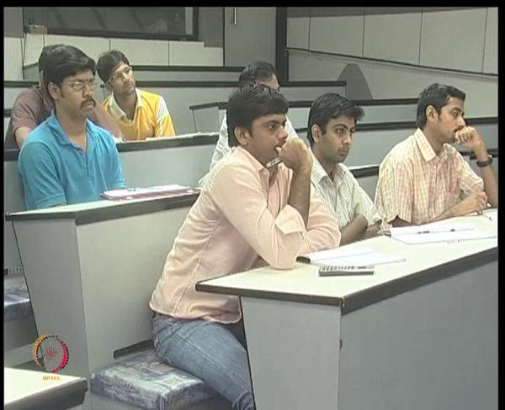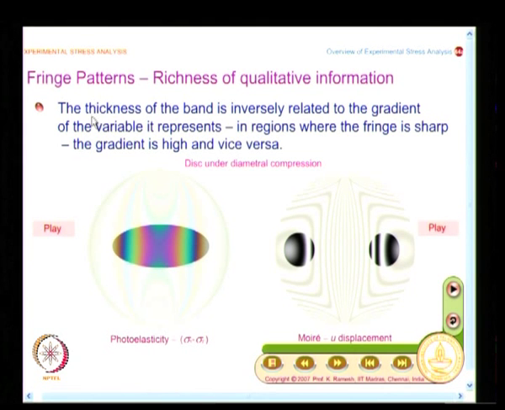You should know that this is a stress concentration region, and this is the region where I can scoop out material. I need to get that kind of information, and you get that by looking at the thickness of the band, as simple as that. So, this is one of the qualitative information you get. Then what is the other information that you can think of?